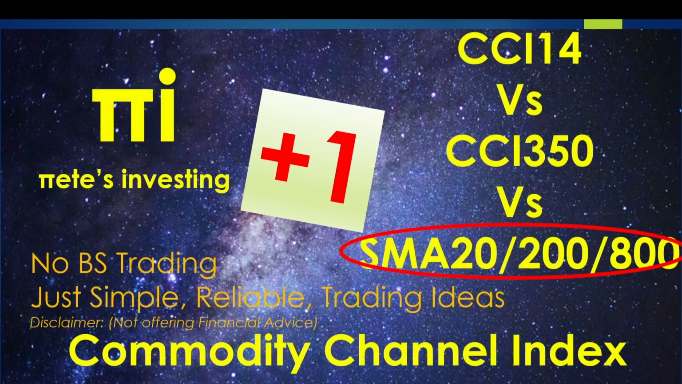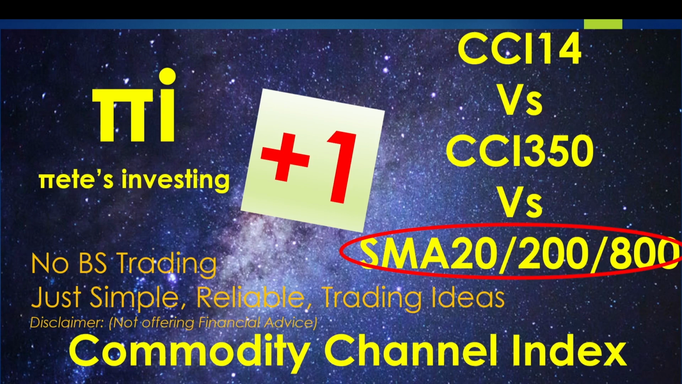In terms of the +1 video, we're still talking about the CCI14, which we've introduced previously, and the CCI350. Today we're introducing another strategy for you: the simple moving average 20, moving average 200, and moving average 800 strategy. The primary focus here is on the commodity channel index, which is our main trend indicator.